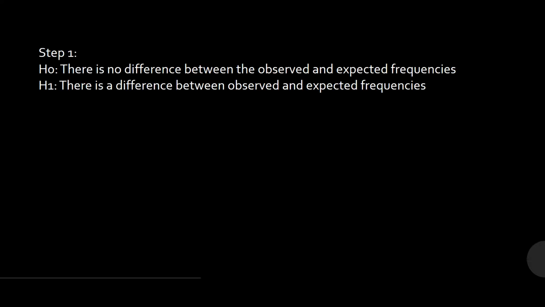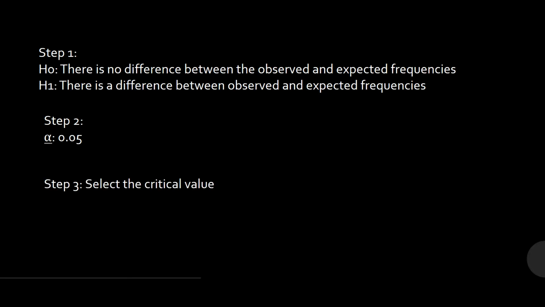We must now start going through the steps. Step 1. State the null and alternative hypotheses. The null in this case is there is no difference between the observed and expected frequencies. The alternative is there is a difference between the observed and expected frequencies. Step 2. State the alpha, which in this case is 5%.